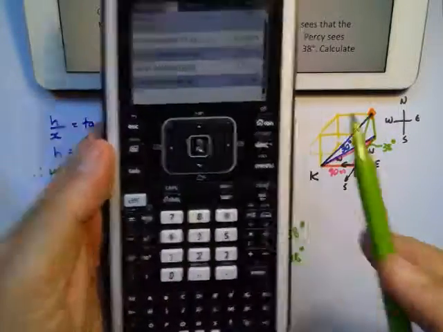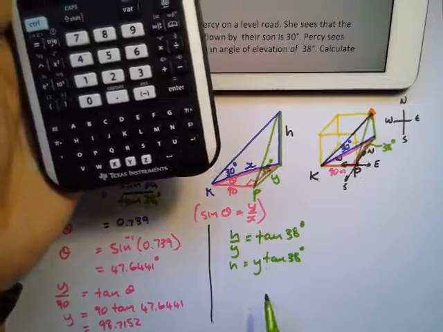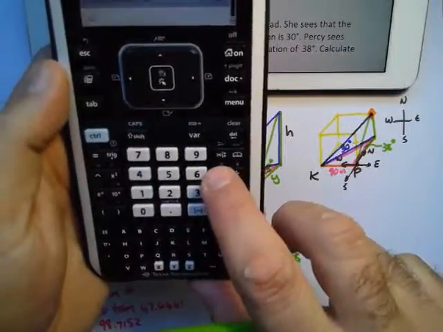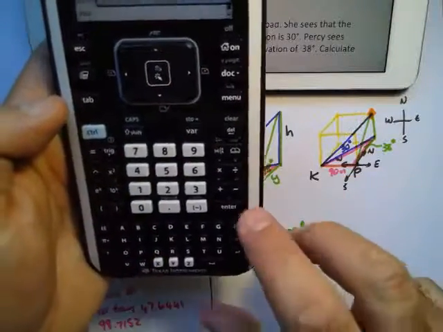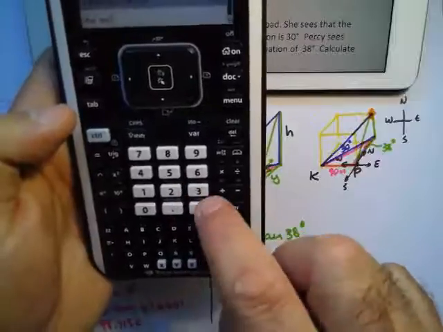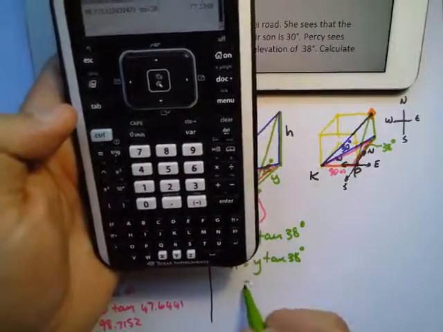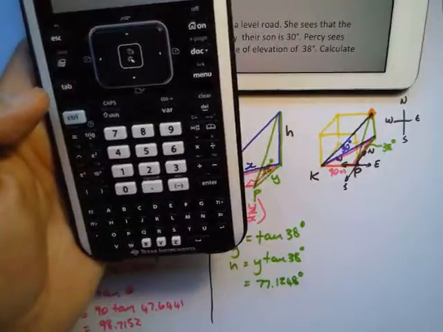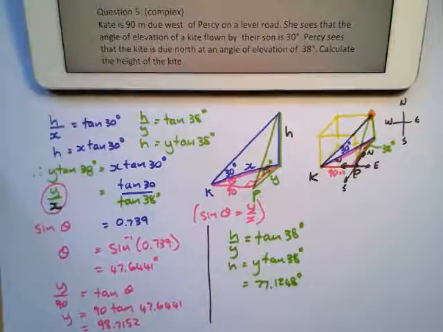On my calculator, I still have what is y. So I already have y. Y is 98. Multiply the answer with the tangent of 38, and my answer for the height is 77.1248 meters. And that is then my final answer.